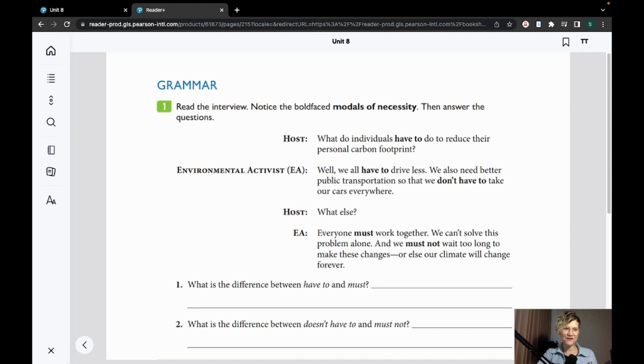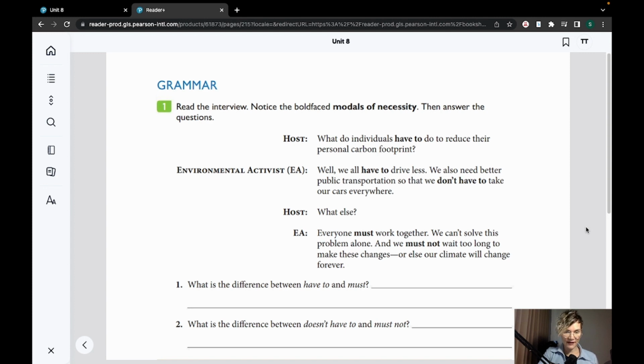Yeah, that brings us to the grammar part. Obviously, we always have that, right? So in this case, we're going to read the interview. The bold-faced words are actually the modals of necessity. So necessity means when we need something, when something is very important. So we start here with the host who says, what do individuals have to do to reduce their personal carbon footprint? So we have the modal of necessity, have to.